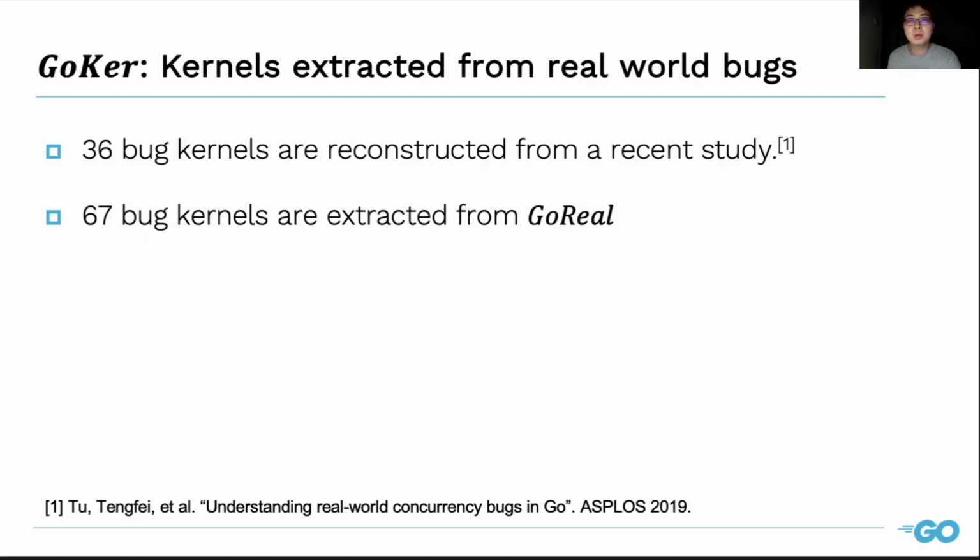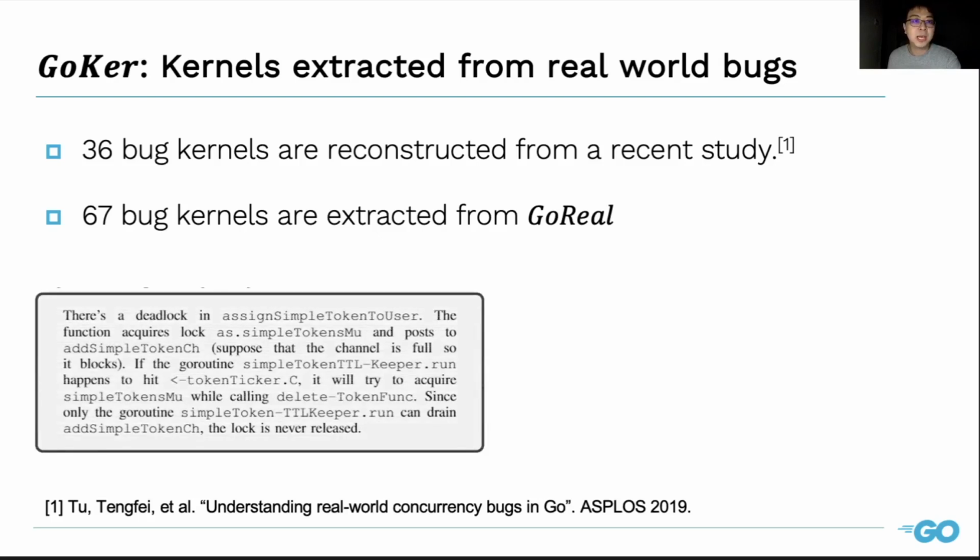GoKernel is composed of some small and independent test functions. We reconstruct 36 bug kernels from the documents published by a recent study, and extract 67 bug kernels from GoReal. When extracting bug kernels from GoReal, we carefully refer to the text description and the backtraces provided by developers in the pull request, like that.